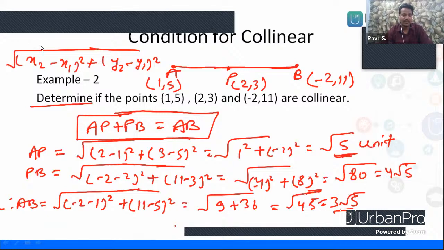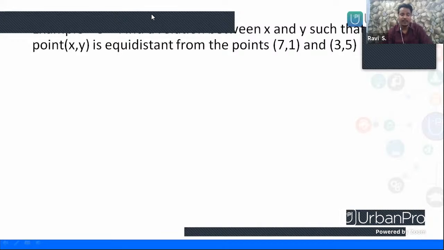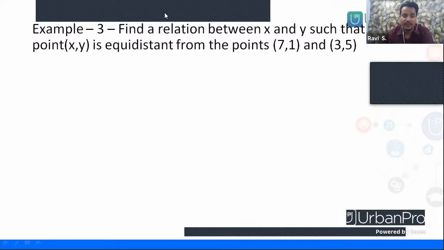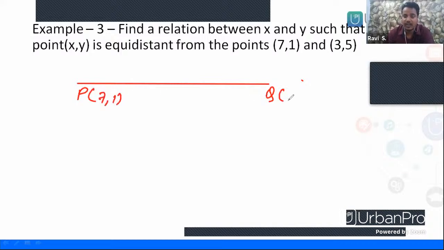I'm in example 3, so let me erase them all. Now, sometimes they will ask you to find the relation between x and y such that the point xy is equidistant from the points. That means we need to draw one line here. Suppose I have drawn one line here. This is our point P, and this is our point Q. So P is given as 7, 1, and this is 3, 5.